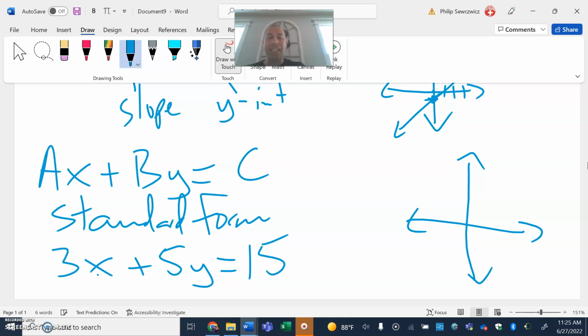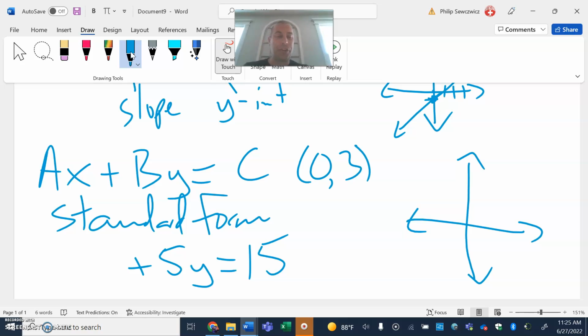So if I plug in 0 for x, and remember in your ordered pairs, the x is the first term. What that's going to do is simply take out the 3x because, well, 3 times 0 is 0. And now I can solve the equation. 5y equals 15. Divide both sides by 5. Hey, we're going to get a 3 here. I told you I was going to make this one nice on you. So there's one of my 2 intercepts.